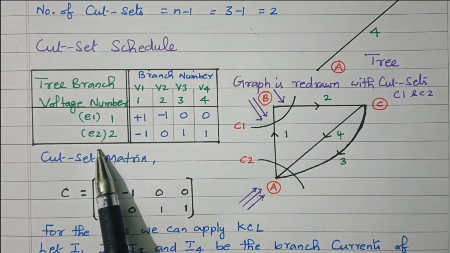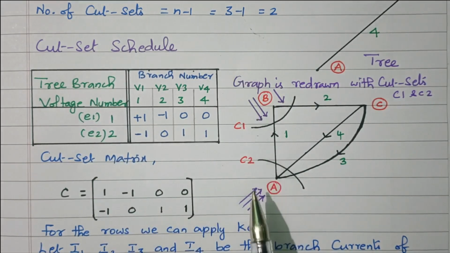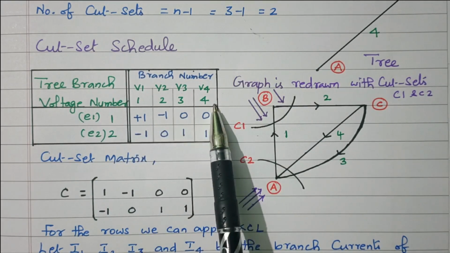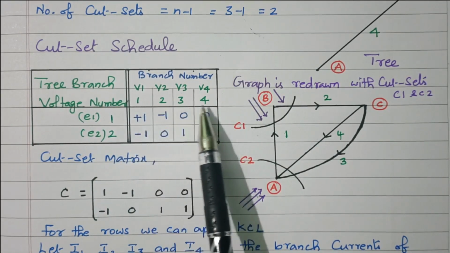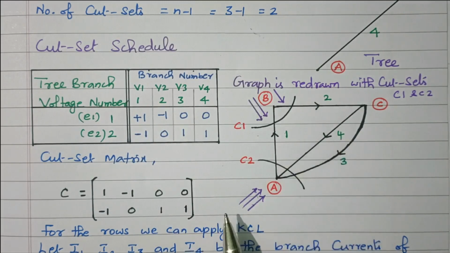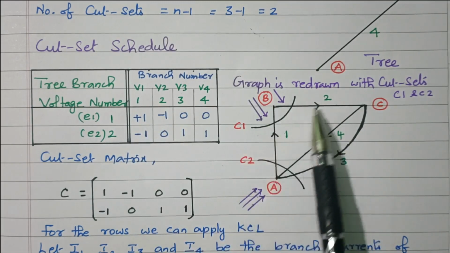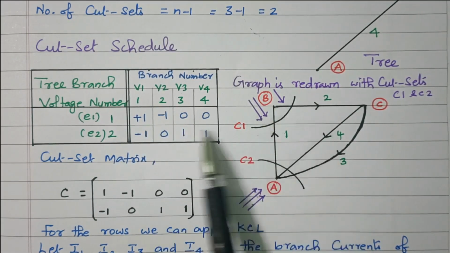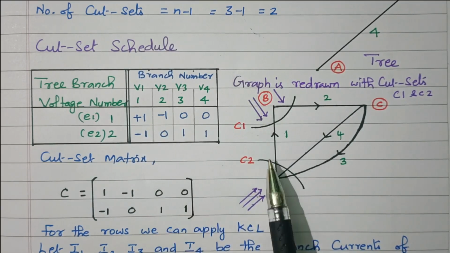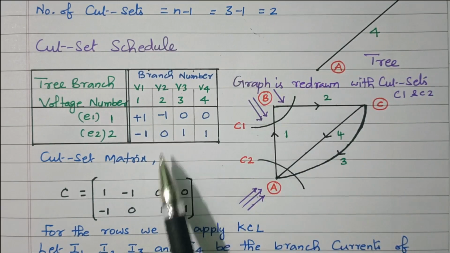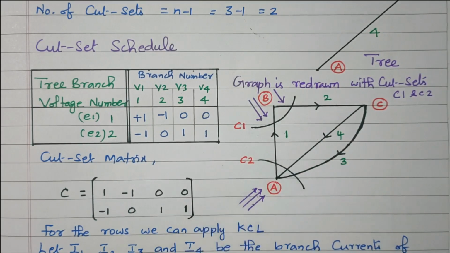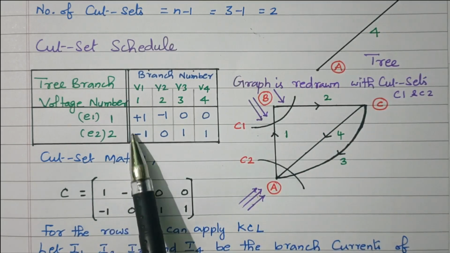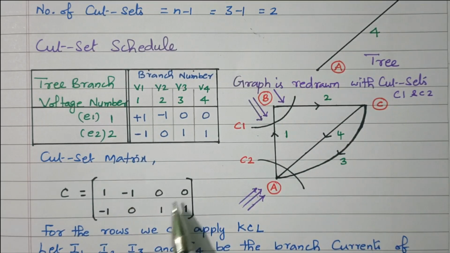So vertically we have the tree branch voltages E1 and E2 based on the 2 cut sets, and horizontally we have branch voltages V1, V2, V3, V4. There are 4 branches, and both are related. At C1, 1 and 2 are connected, 3 and 4 are 0. 1 is opposite, so +1. 2 is same, -1. At C2, 1, 3, 4 are connected, 2 is not connected, 0. 1 same direction, -1. 3 and 4 opposite direction, +1. So this is the cut set matrix: 1, -1, 0, 0, -1, 0, 1, 1.